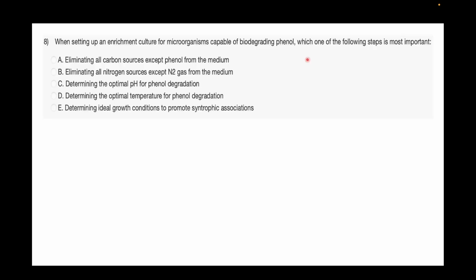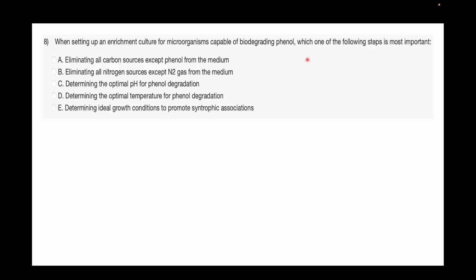Option A, eliminating all carbon sources except for phenol from the medium. Option B, eliminating all nitrogen sources except nitrogen gas from the medium. Option C, determining the optimal pH for phenol degradation. Option D, determining optimal temperature for phenol degradation. Option E, determining ideal growth conditions to promote syntrophic associations in the culture.